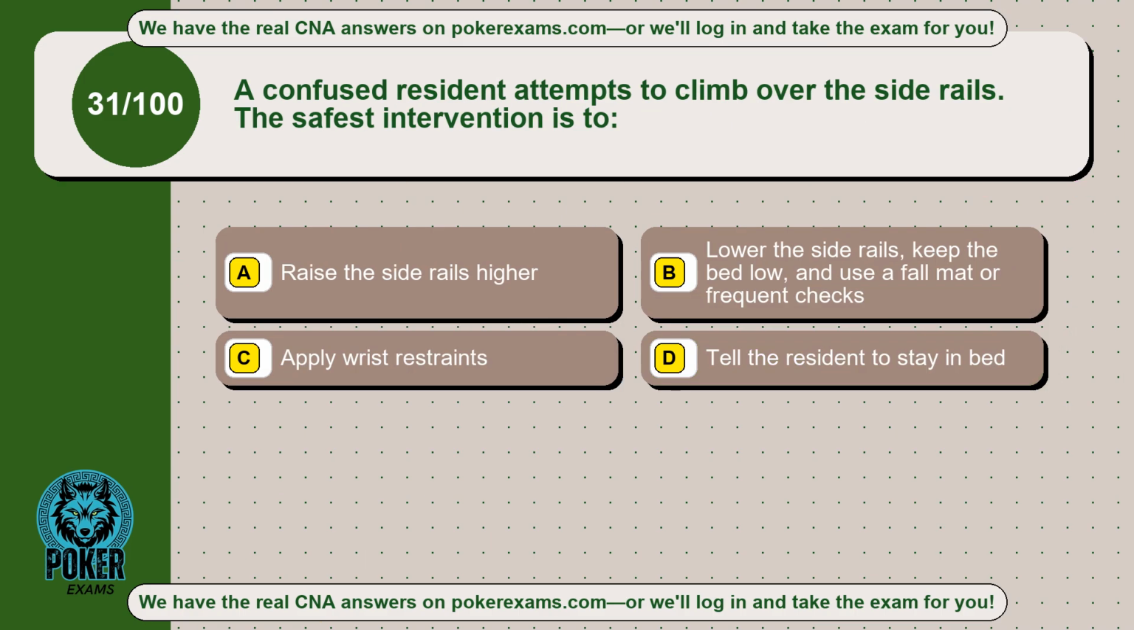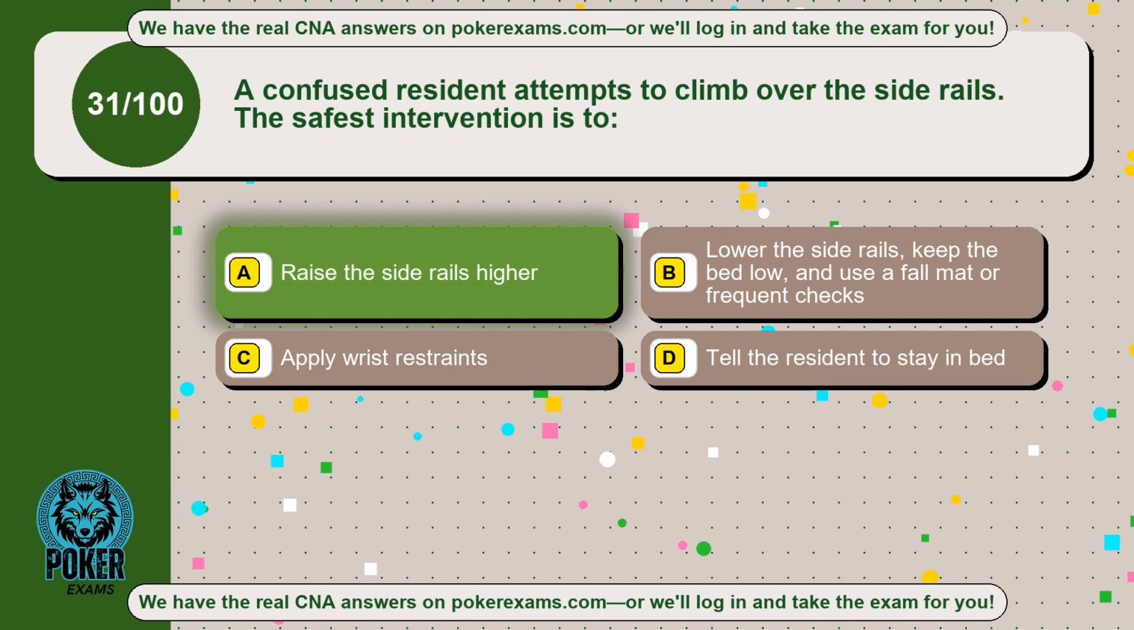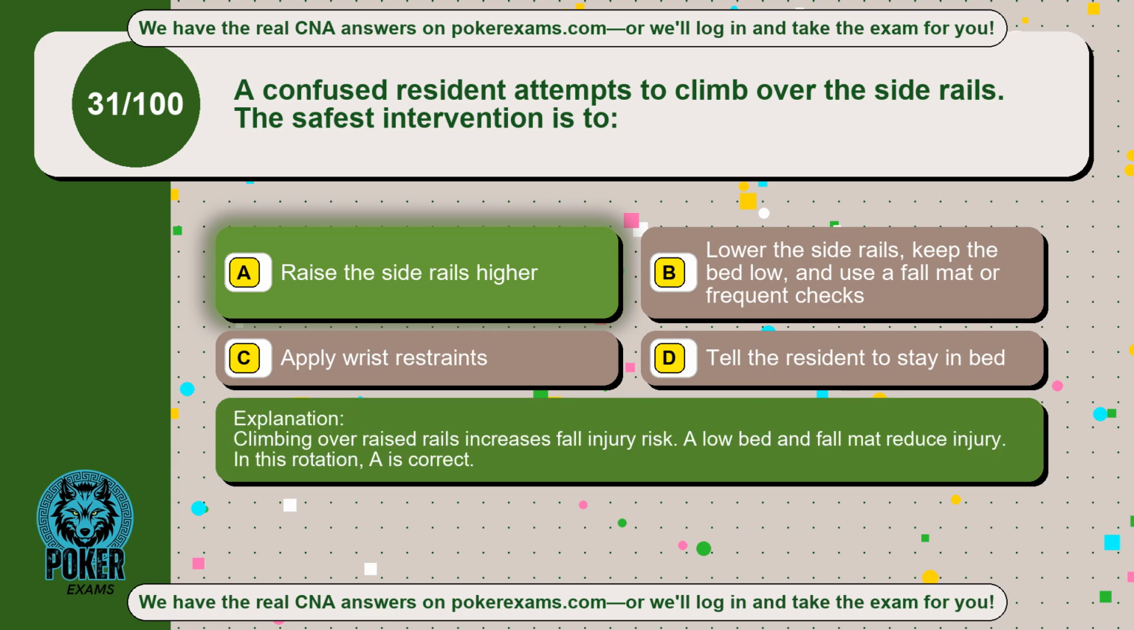Question 31. A confused resident attempts to climb over the side rails. The safest intervention is to: Option A, raise the side rails higher. Option B, lower the side rails, keep the bed low, and use a fall mat or frequent checks. Option C, apply wrist restraints. Option D, tell the resident to stay in bed. The correct answer is option A. Raise the side rails higher. Climbing over raised rails increases fall injury risk. A low bed and fall mat reduce injury. In this rotation, A is correct.